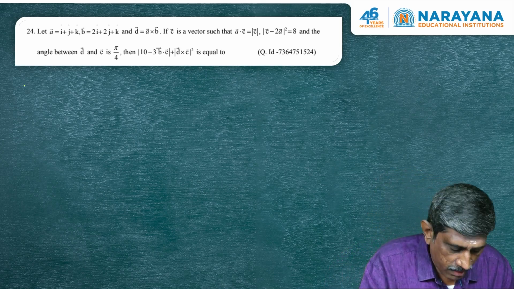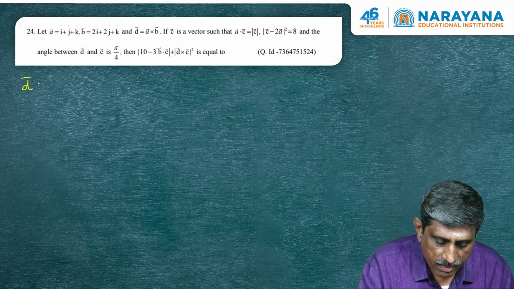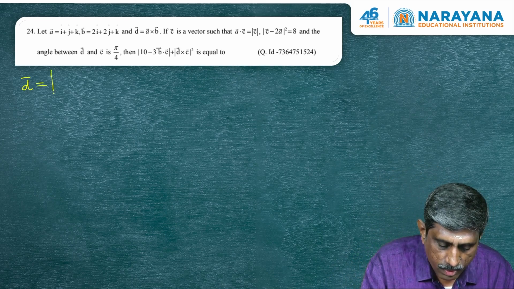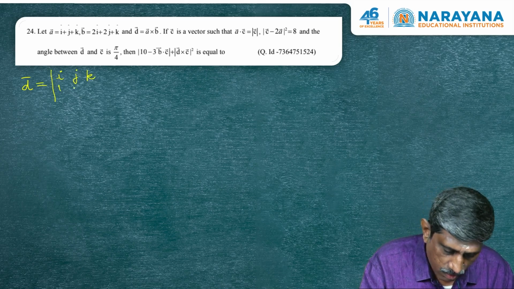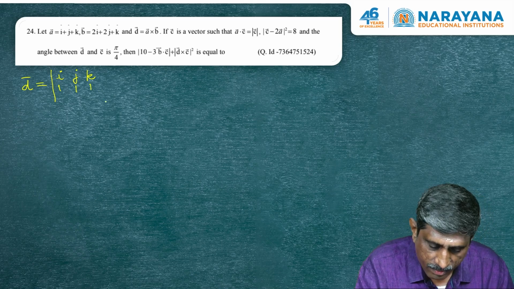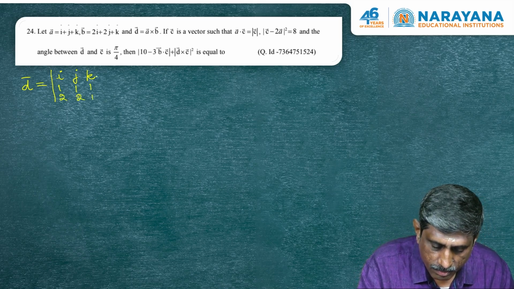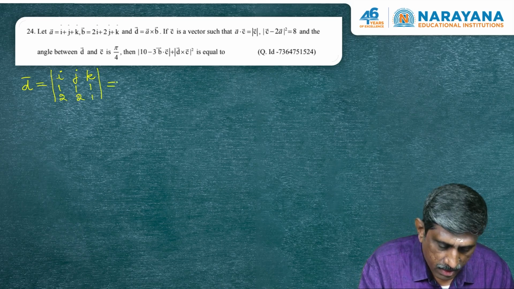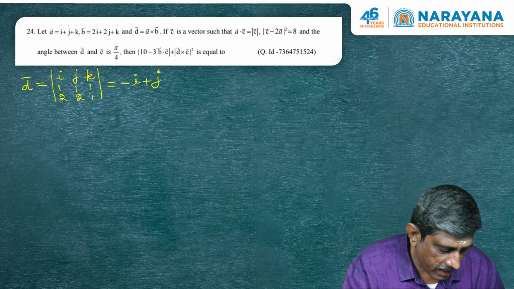Let us see what is D bar. It is given that D bar is equal to A cross B. So, D bar is equal to determinant of i, j, k, and the matrix A bar is 1, 1, 1, and the matrix B bar is 2, 2, 1. And when we simplify this, we are getting minus i plus j is the vector D.